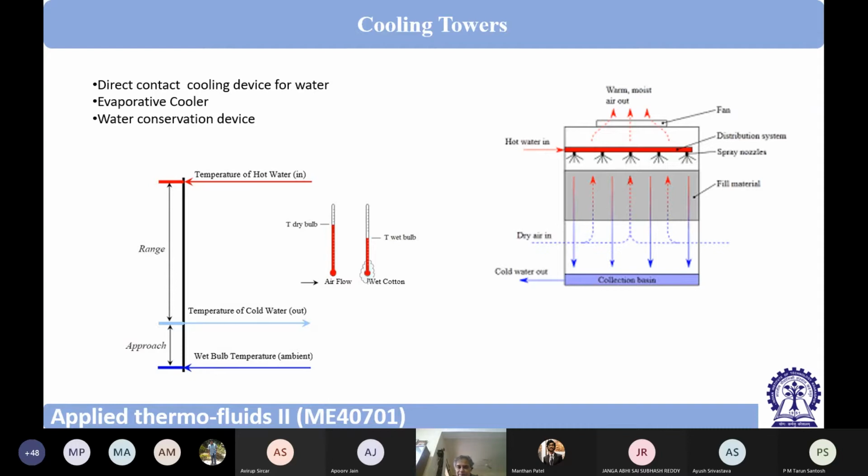Hello. Did you measure wet bulb temperature anytime? Yes or no? Hello, did you measure wet bulb temperature anytime? Have you seen a wet bulb thermometer? Hmm?